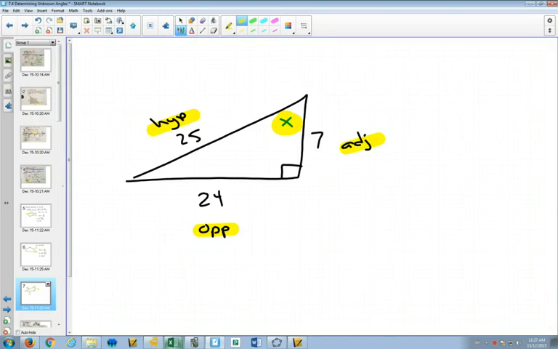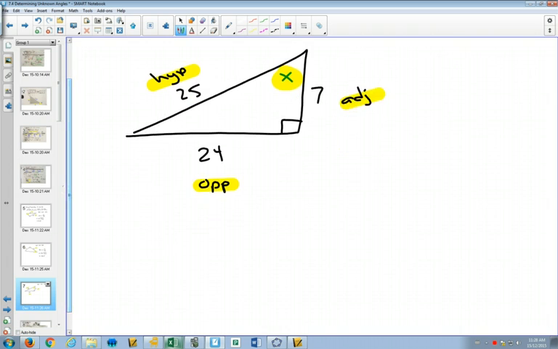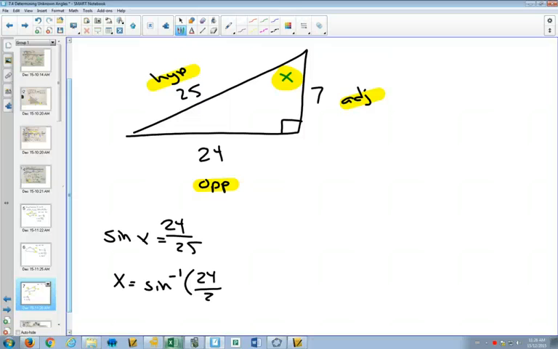So now if we go to our definitions, which one are we going to use? You can use any one of them because you know all three sides. Let's say you decided to use sine. Then you would say sine of x equals opposite over hypotenuse. So x would equal sine inverse of 24 over 25.